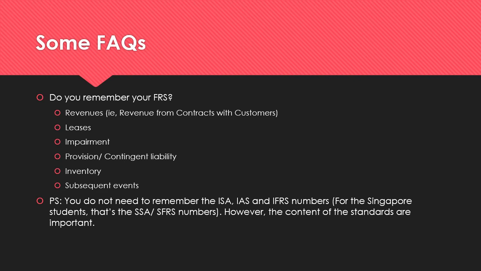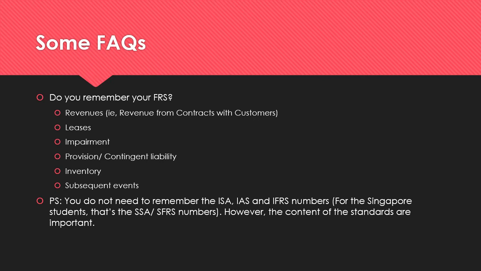To provide some additional things that you should watch out for as you prepare for the exams in the coming weeks. Okay, firstly, make sure that you go back and remember FRS. Some of the important FRS will be like revenues, leases, impairment, provision, inventory, and subsequent events, and so on. Right? They come from P2, right?